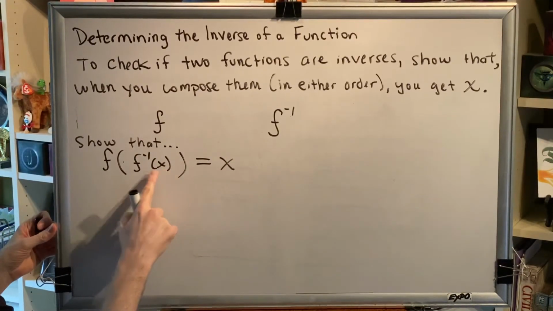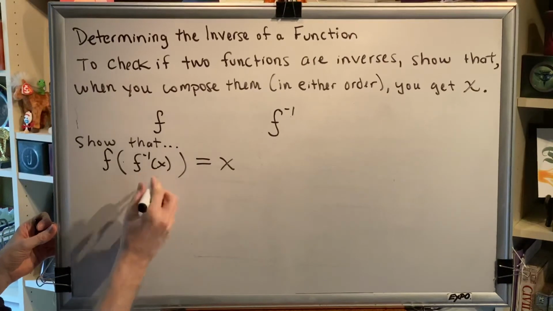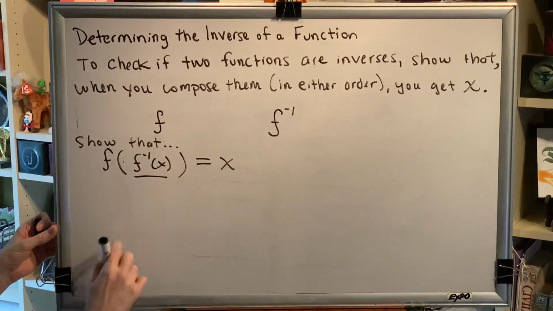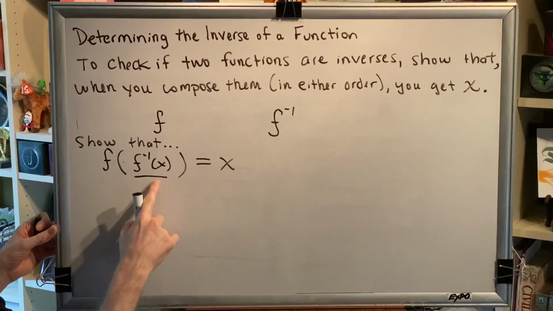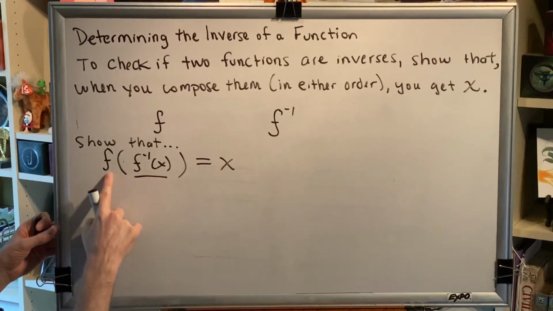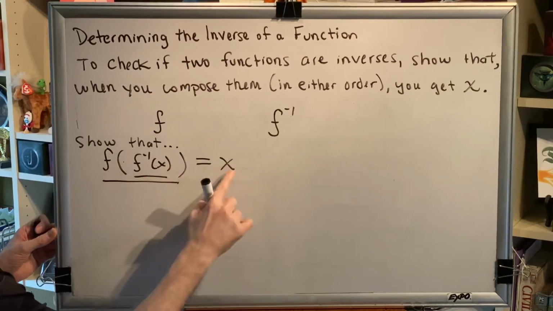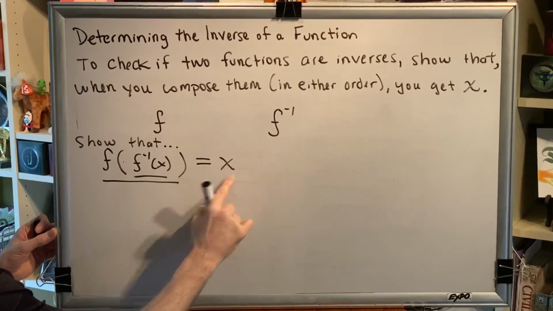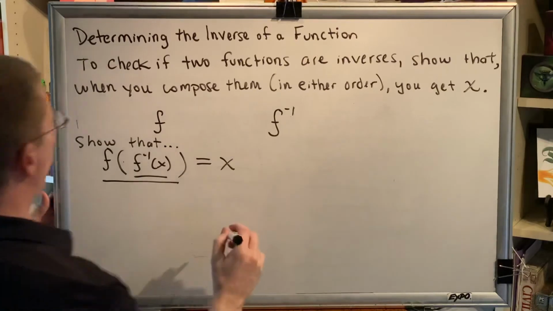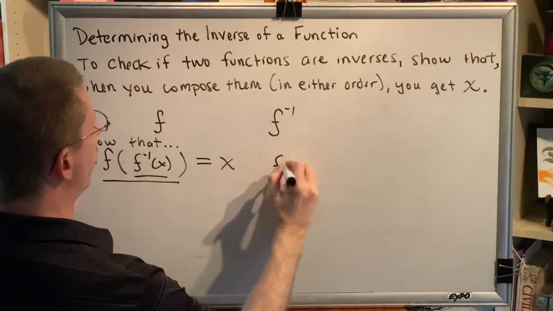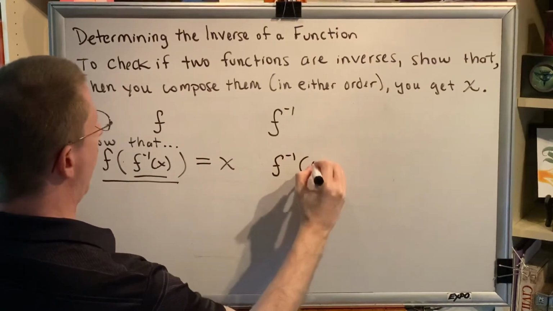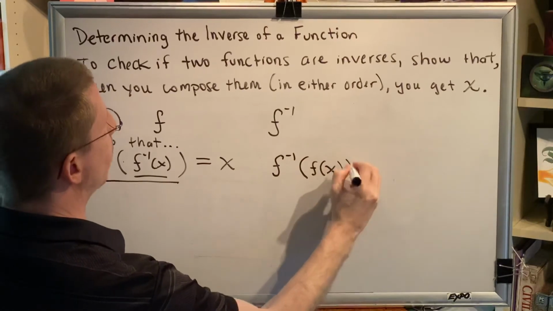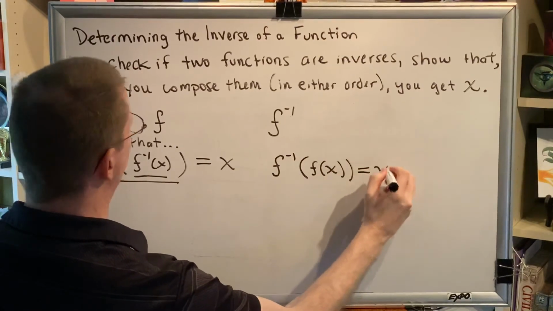X goes into a function named f inverse, and what comes out is f inverse of x. Then that output becomes the new input for the other function f, and what comes out is x. The original input and the output match each other. We also have to be able to reverse the order. So f inverse of f of x must also give us x.